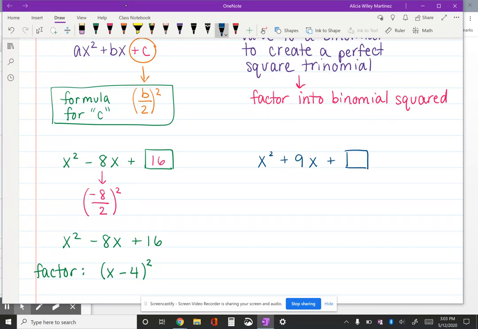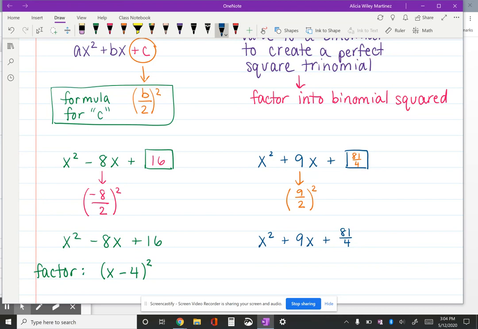When you're doing this problem here, we can see that if we go to divide that value of b by 2, we're not going to get a whole number. We're going to get a fraction or a decimal. So if I take my value of b and I divide it by 2, I get 9 over 2, or 4.5. But I'm going to leave it as a fraction because it's easier to square a fraction than it is a decimal. If I square that, I get 81 over 4. So if I complete the square, I get x squared plus 9x plus 81 over 4.